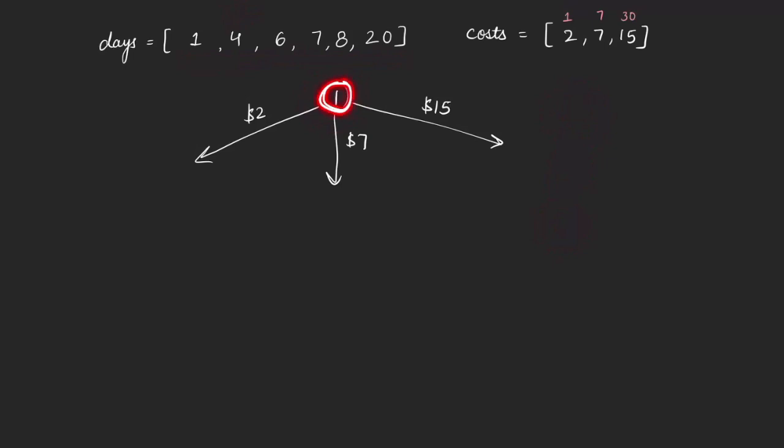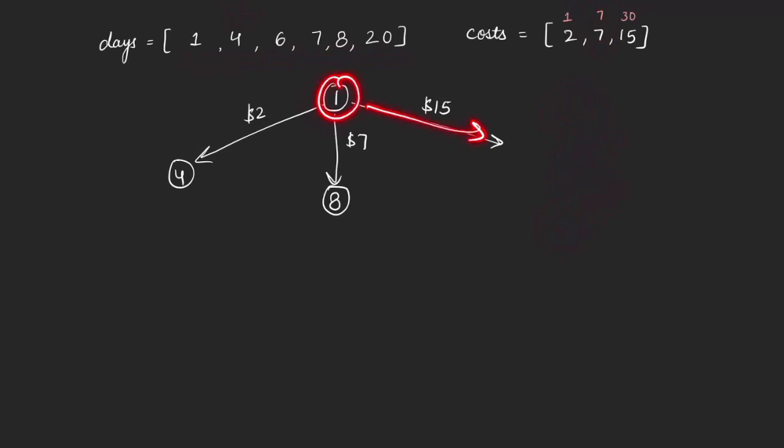So if on day 1 I bought a 1 day pass, the next day that I have to travel is day 4. If on day 1 I bought a pass of 7 days, then from day 1 till day 7 I have this particular pass, and then the next day will be 8, where I will have to buy a new pass. And 8 is present here also, so the next day here is going to be 8.